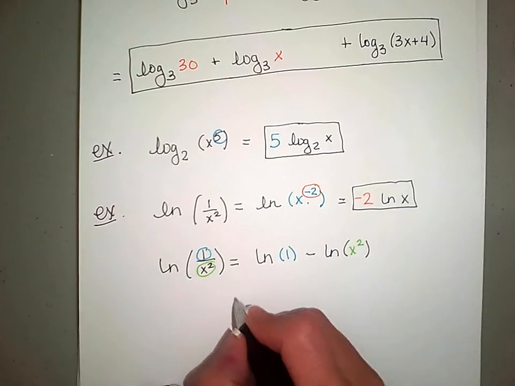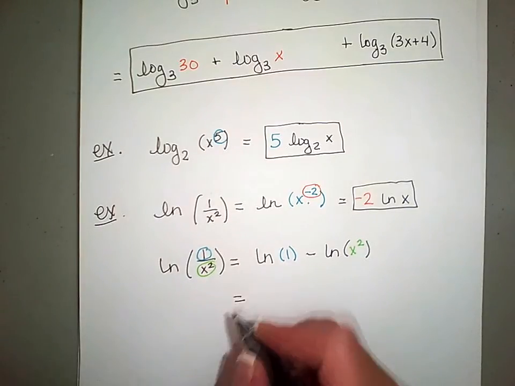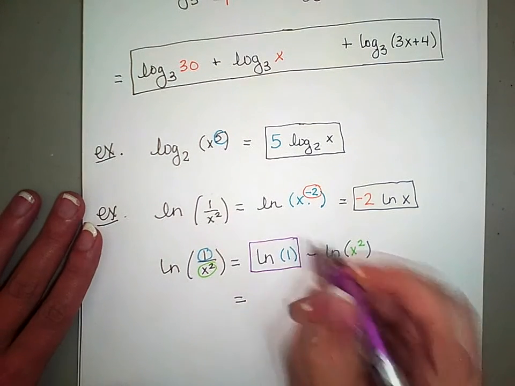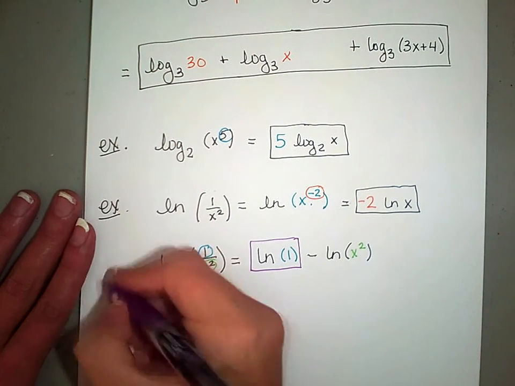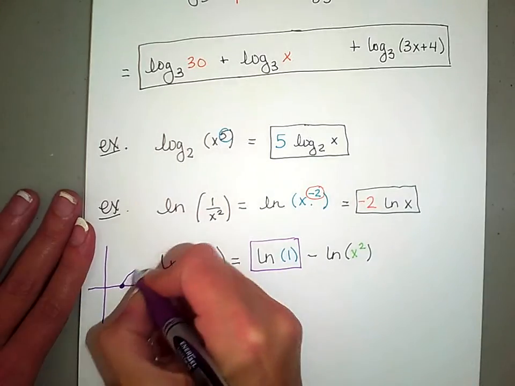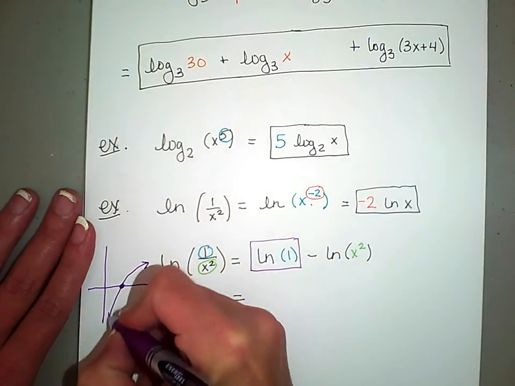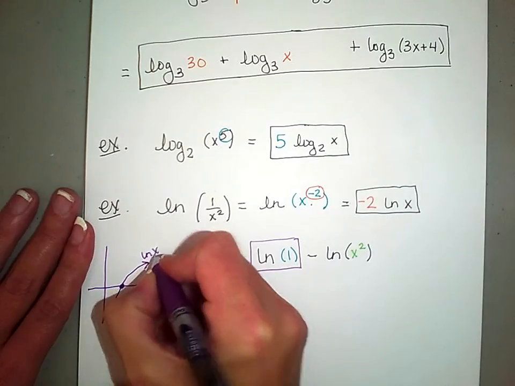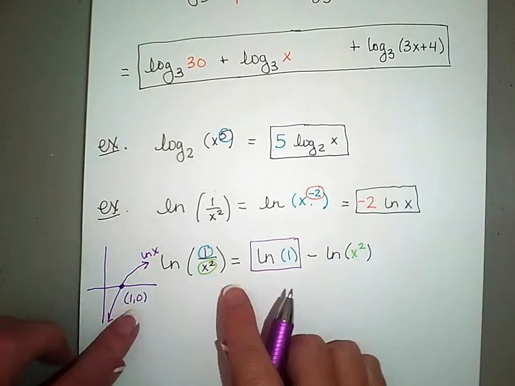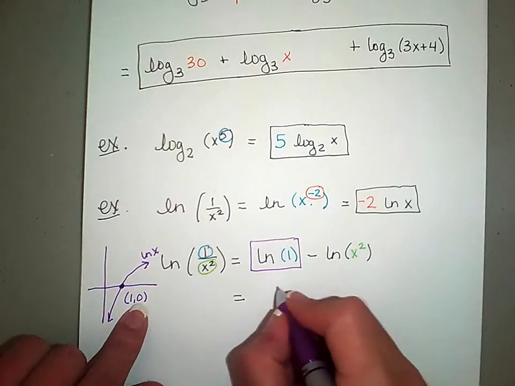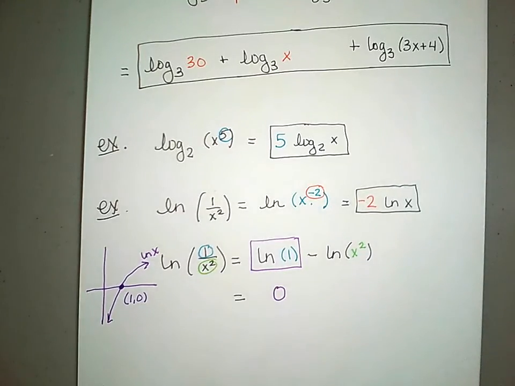And now we need to simplify this. We have to ask ourselves about what the natural log of 1 is. Well, remember our graph. Any inverse will look like this and has the point (0, 1). So does the natural log of x. That is, when x equals 1, the natural log equals 0. So this becomes 0.